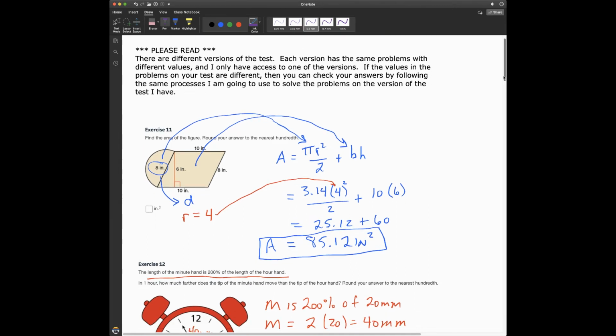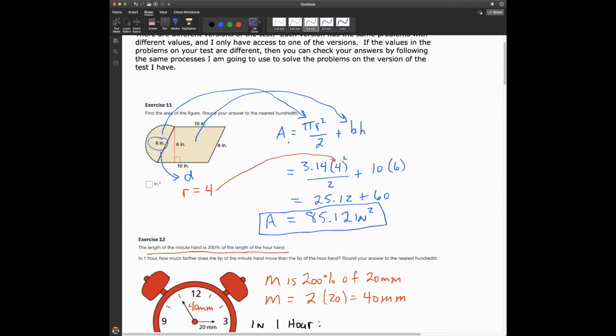So for problem 11, I basically need to find the area of a semicircle and add it to the area of a parallelogram. So I use this formula. I plug in my values. My radius is 4 inches. And I get my answer of 85.12 inches squared, which is rounded to the nearest hundredth.